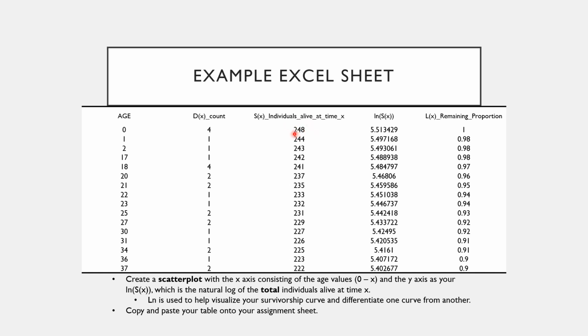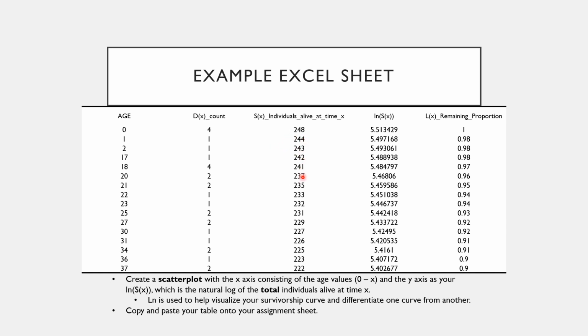So I had all my values. I had 248 individuals within my data set. So S of x at age 0 is going to be 248. But you can see when we go on to age 1, I had 4 individuals who died at birth, or at age 0. So I'll take the previous S of x, and I'll subtract the previous D of x from that value, and that will give you my new S of x for the next row.